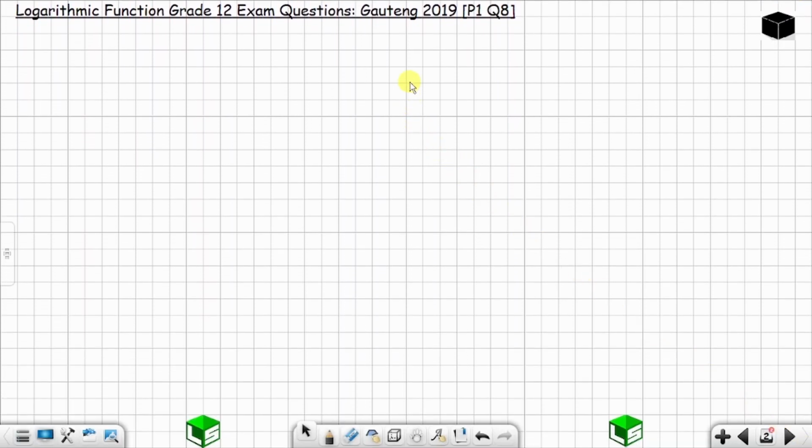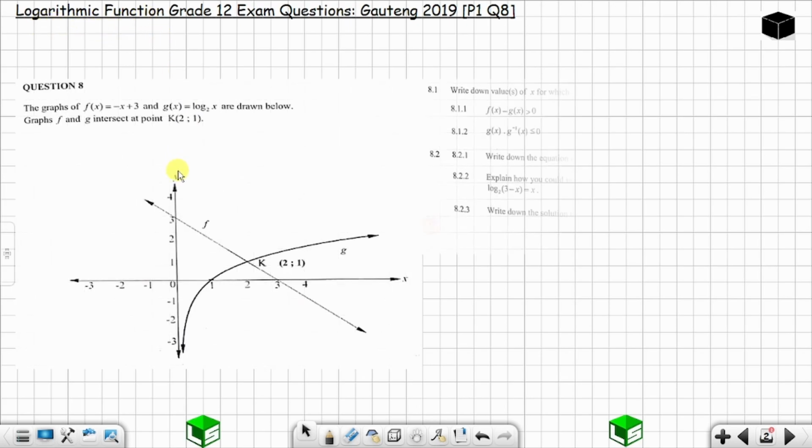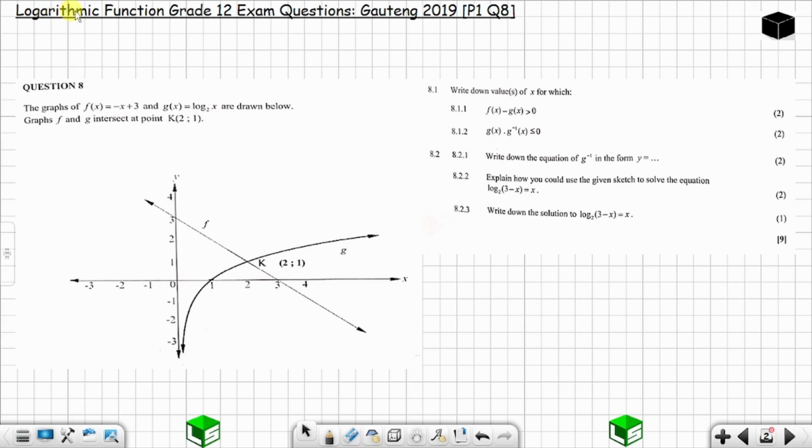In this video, I'm going to solve question 8 from paper 1 from Gauteng 2019. The question is on logarithmic function. Okay, so this is the question. It's question 8 on logarithmic function. You can see you are given a log graph and a straight line graph.